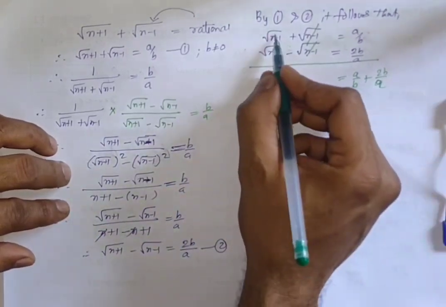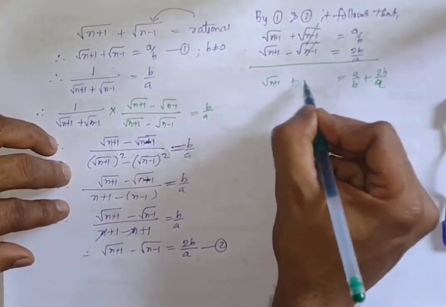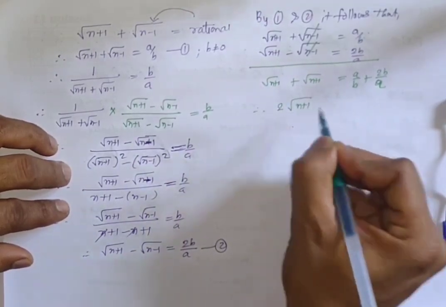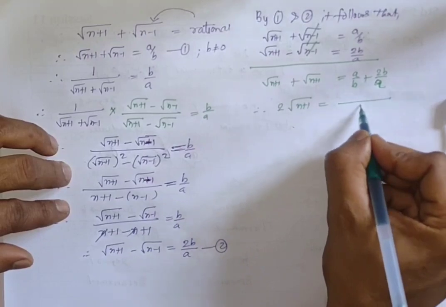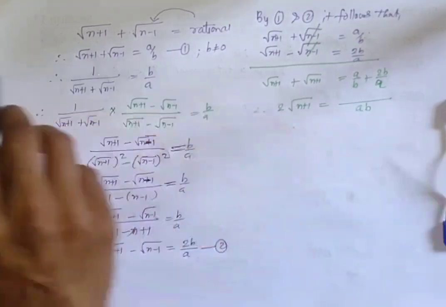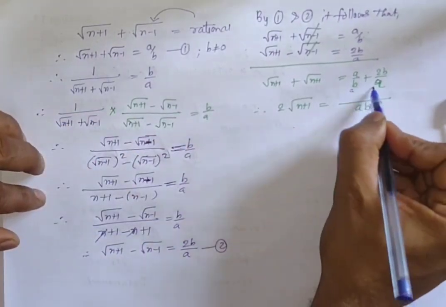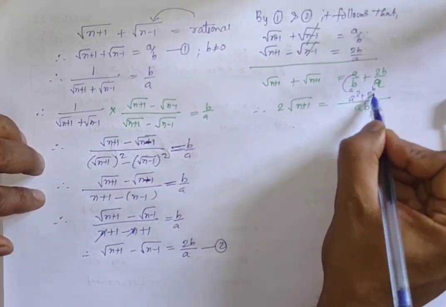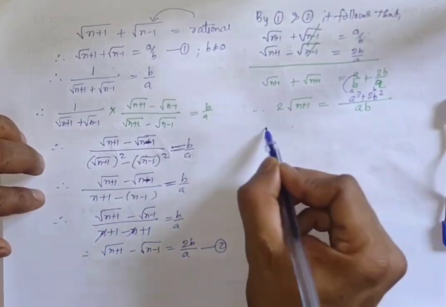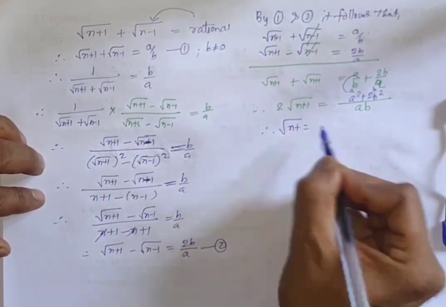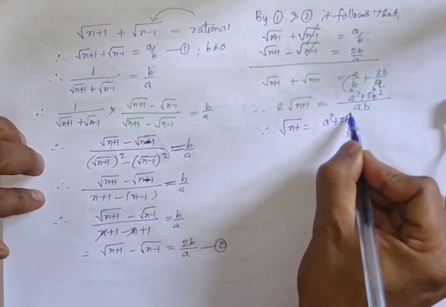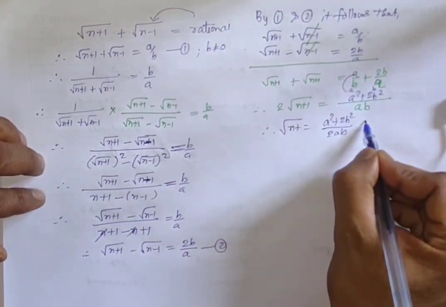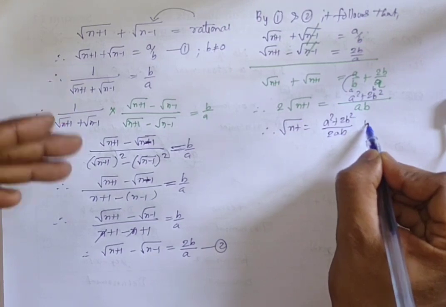On the left, root n plus 1 plus root n plus 1, that is 2 times root n plus 1. On the right, the LCM of a and b is ab. Here you need a, here you need b. A into a is a square, b into 2b is 2b square. Take 2 on the other side. So root n plus 1 is a square plus 2b square upon 2ab, which is rational, children.